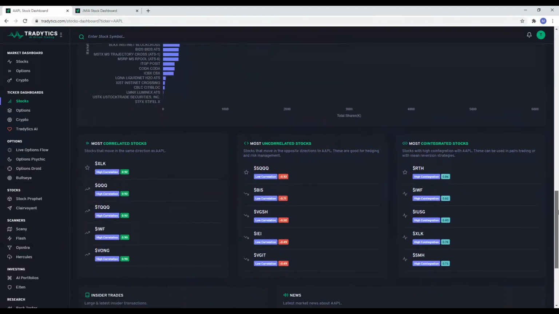Next, we have a few widgets on correlations and cointegrations. Correlation is how two stocks move together. If correlation is high, two stocks will move high and low together. If correlation is negative, two stocks will move opposite to each other. Correlation is often used as a hedging strategy where stocks with negative correlation are kept in a portfolio to reduce the overall risk of the portfolio.